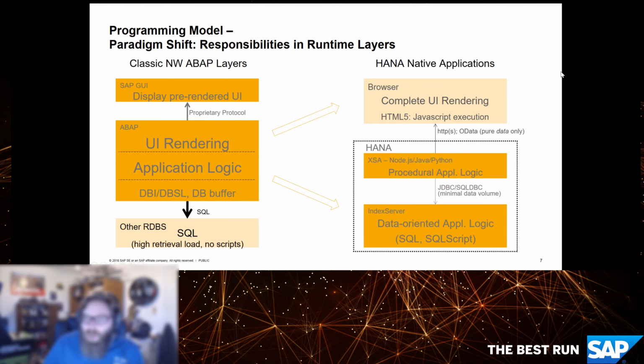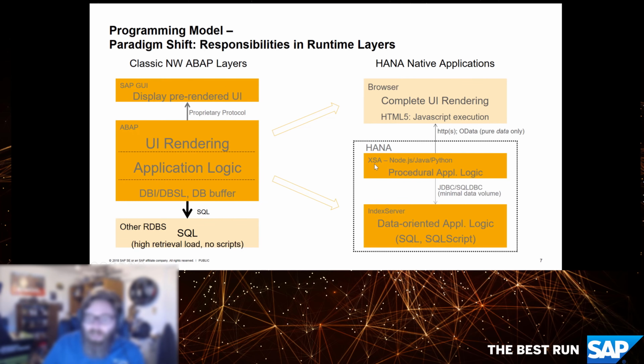In the HANA world with HANA native applications, we rely on the database to do almost all of the processing. If I could have created the boxes to scale of how much processing, this index server process inside of HANA would be huge. It would take up the entire slide. These would be tiny little slivers. We do have an application server similar to the way that in the ABAP world we have the ABAP application server.